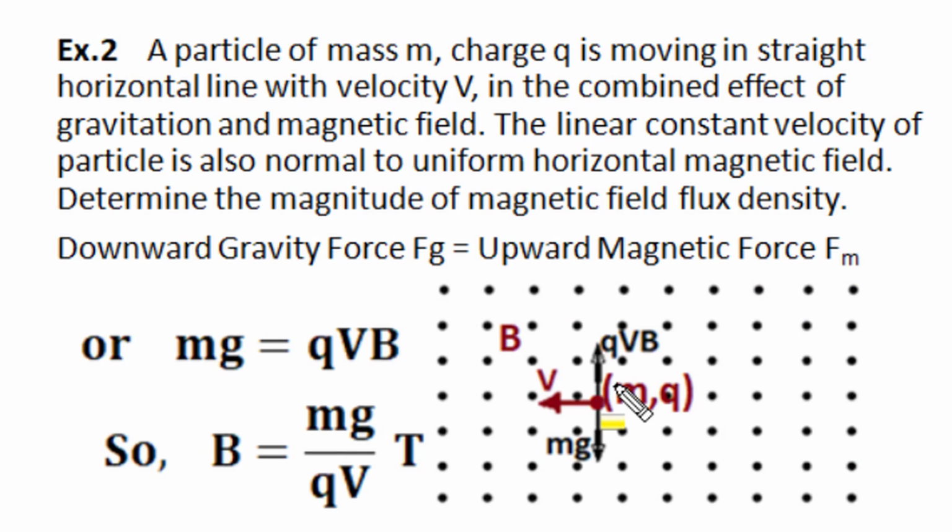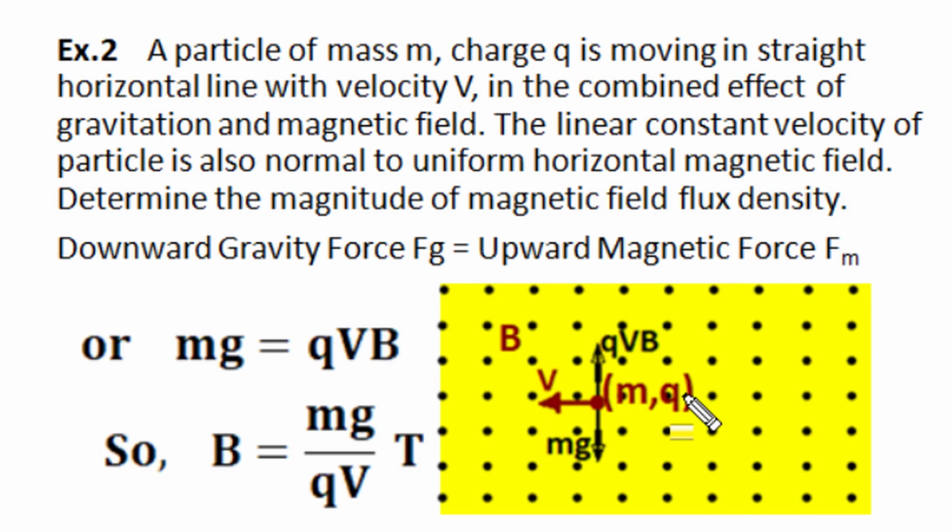A particle of mass m and positive charge q is moving straight in a horizontal line with velocity v under the combined effect of gravitational field and magnetic field. The linear velocity of the particle is also normal to a uniform horizontal magnetic field, and we have to find the direction of the magnetic field, whether upward towards us or downward inside this screen plane, and the magnitude of the magnetic field such that the particle goes undeflected and straight.